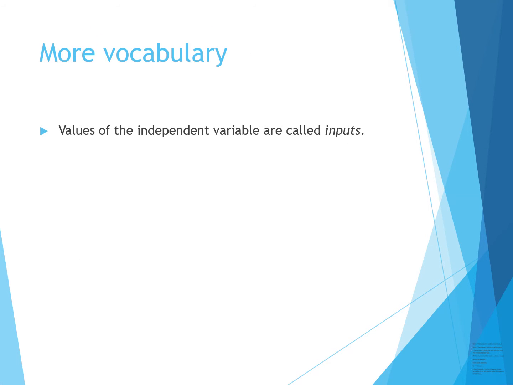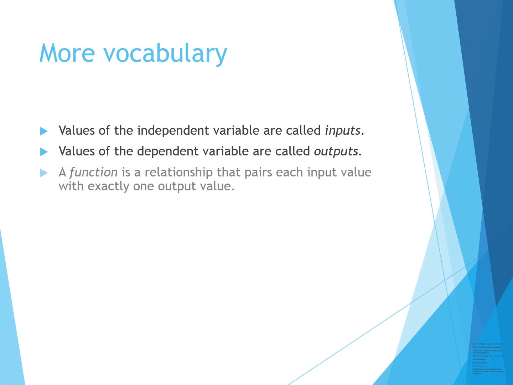Here's some more vocabulary for you. Values of the independent variable are called inputs, whereas values of the dependent variable are called outputs. A function is a relationship that pairs each input value with exactly one output value.